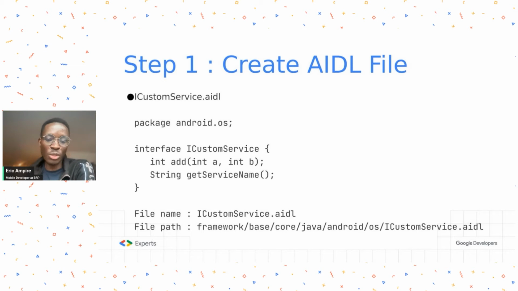So let's say I want to create a custom service. The first thing I need to do is to create an ICustomService.idl. You can create this file in Android Studio, and you just have to make sure that this file is in the package android.os. It's basically the same syntax as the Java programming language. In this case, I will create this interface with two methods. The first one will just add A and B, and the second one will just return the name of the service. As you can see, I have created this file with the extension IDL.